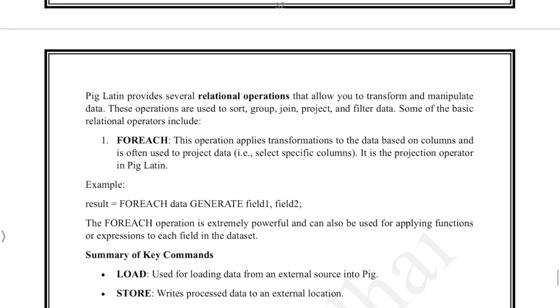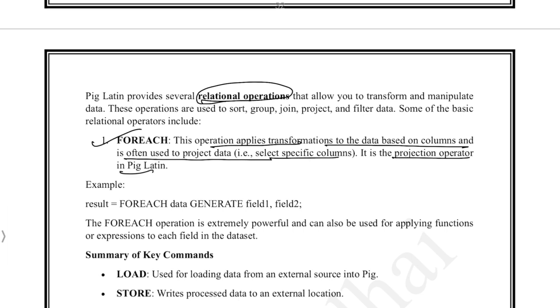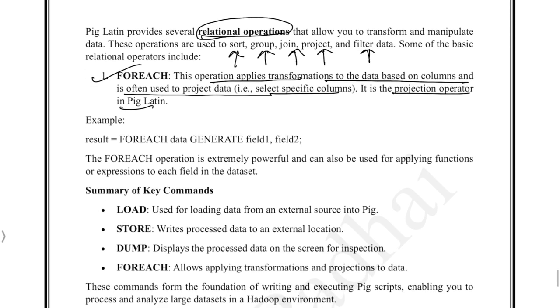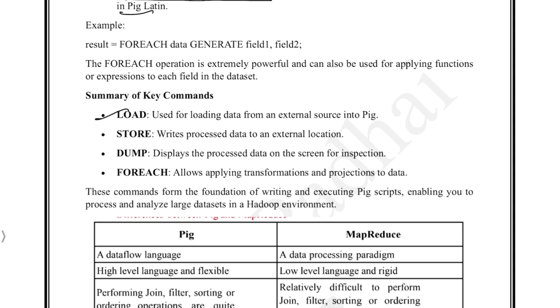So first is the foreach operation you can perform. Foreach applies transformation to the data based on columns and is often used to project data. It is a projection operator in Pig Latin. That means it mainly helps to select a particular column from a table. Okay, so the foreach operation is used. Also you can apply sort, group, join, project and filter operations on data. Done.